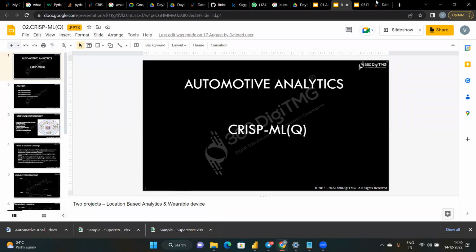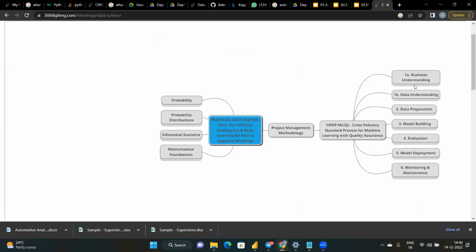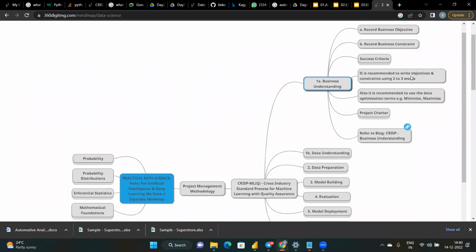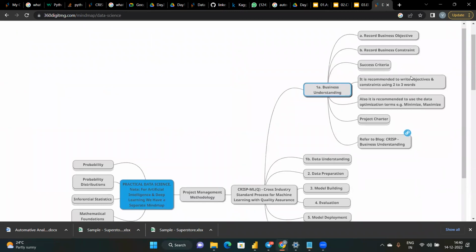When I go to the mind map, you can see business understanding, which we saw in day one, right? We saw the business objective, the constraints, the success criteria, why we should use words like minimize and maximize in the recommended optimization, and what is the project charter, right? So this is our mind map, guys.